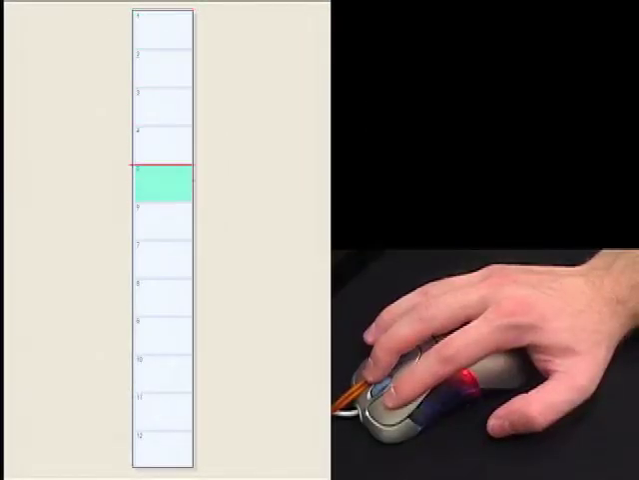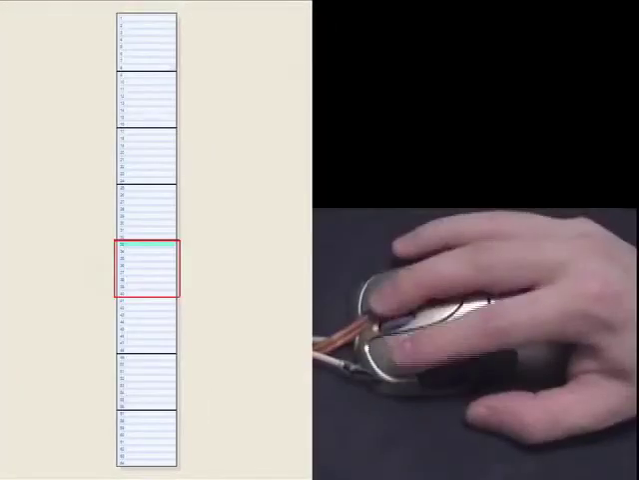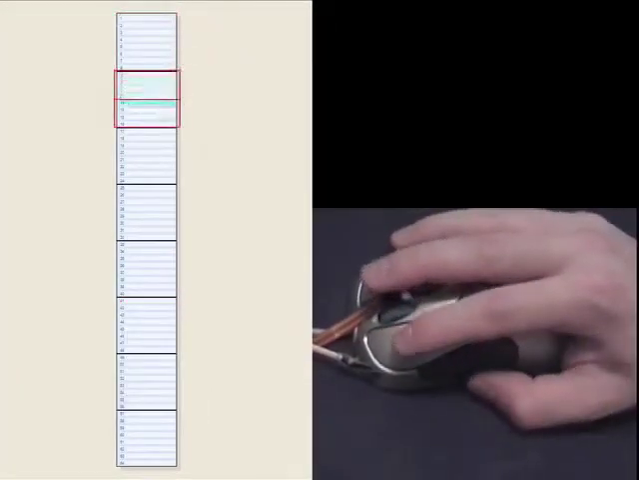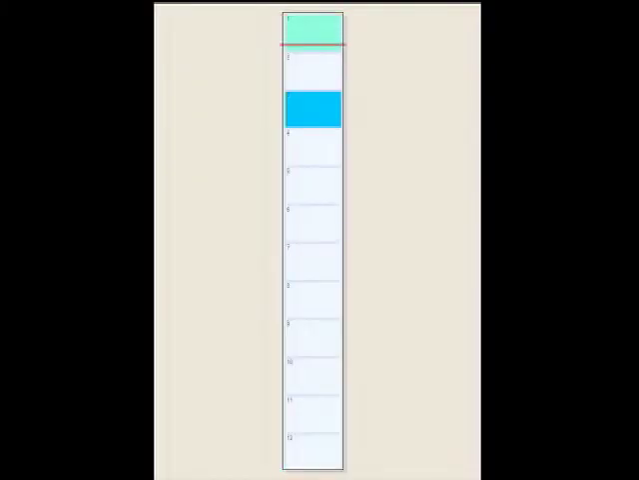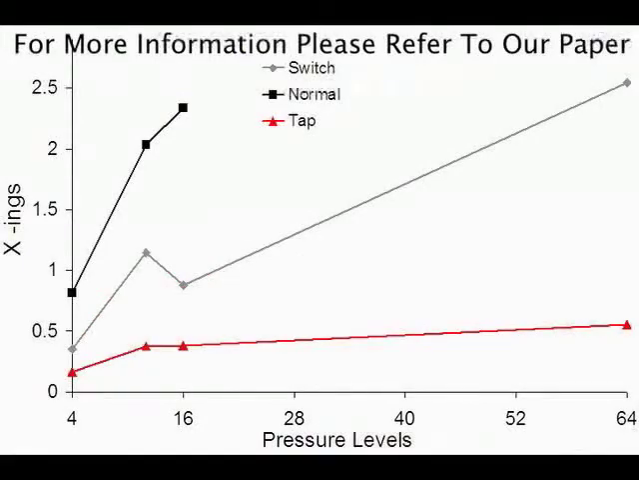We tested unipressure click, dual pressure switch to refine, and dual pressure tap and refine selection modes with menus of 4, 12, and 16 targets, and also tested switch and tap with menus of 64 targets. A within-subject analysis of the results revealed that unipressure click was the best overall mode for 12 or fewer targets. For menus with more than 12 targets, tap and refine becomes the most effective mode of selection.